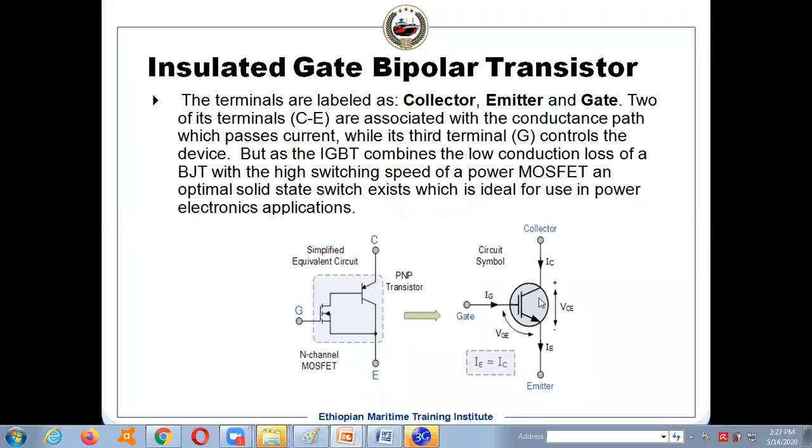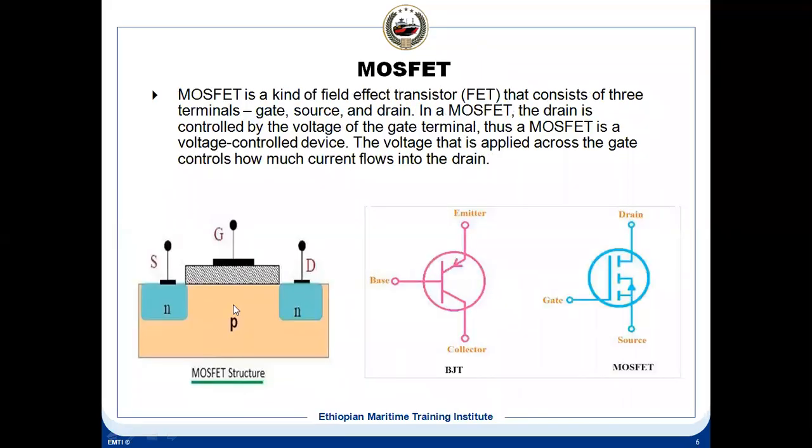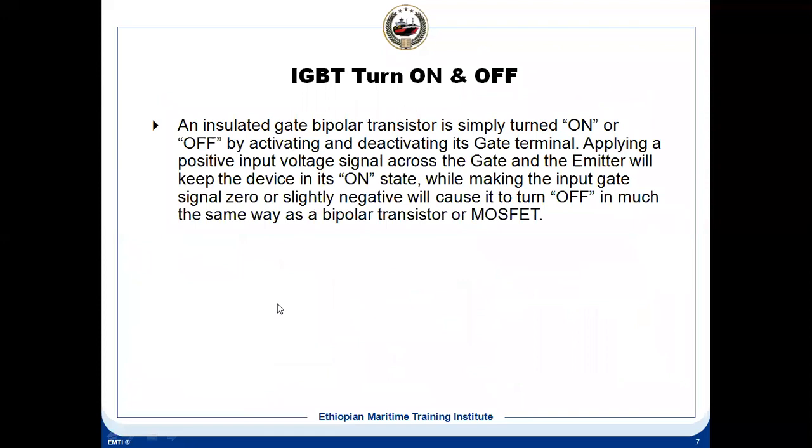Then the second part we discussed is how you can turn on an IGBT. We discussed how a BJT is working and how a MOSFET is working. This is a MOSFET diagram. And here you can see how you turn an IGBT on and off. When you give a positive supply at the gate, you can turn on an IGBT. When you give a slightly negative supply, you can turn off an IGBT. This is all we have discussed till now.